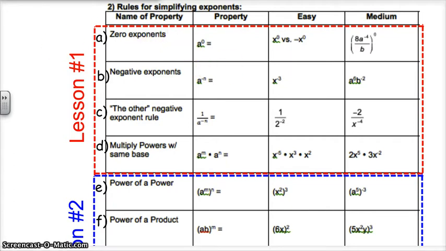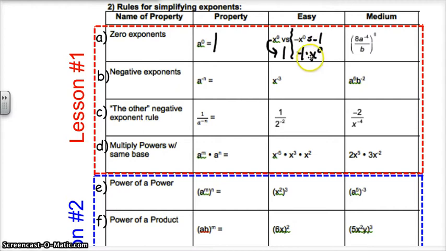Any exponent to the 0 power is going to give you 1. Please keep in mind that this rule applies to what the 0 is directly touching. For instance, x to the 0 power is 1, however, negative x to the 0 power equals negative 1. This is because in this particular example, it's negative 1 times x to the 0 power.